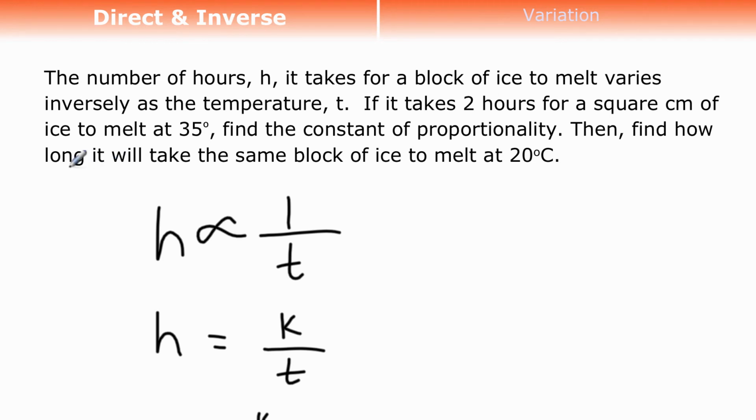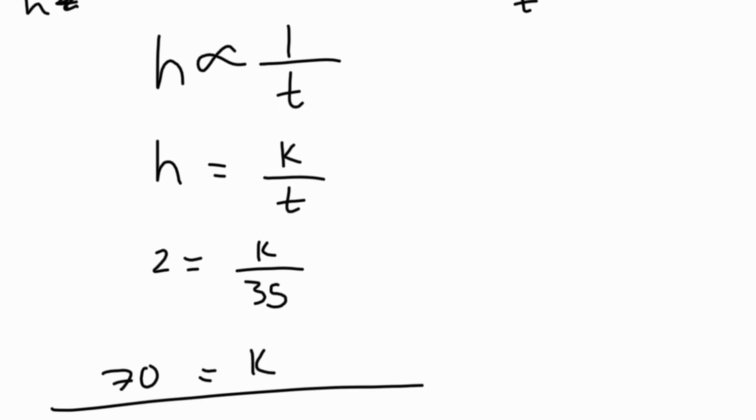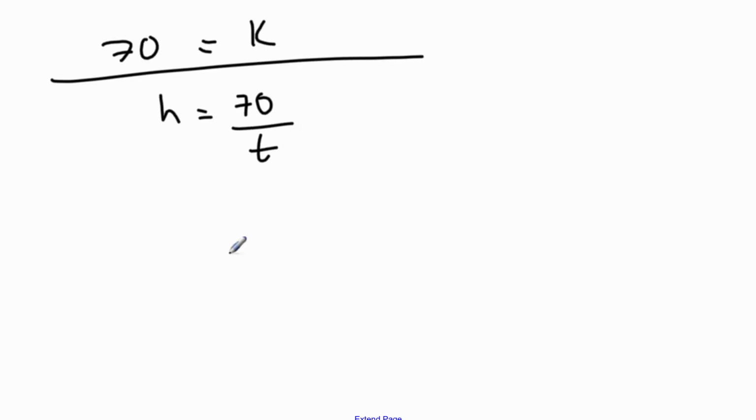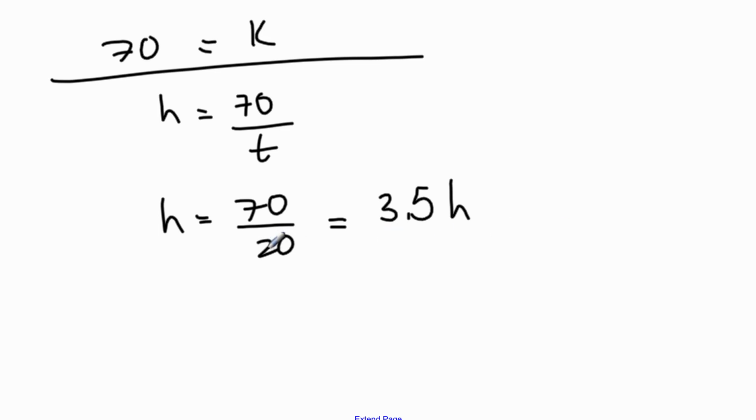Find how long it will take, so I'm looking for time, if the temperature is at 20. So that's how hot it is. Am I getting my H's and T's mixed up? Hours. What did I do there for hours? Oh, I was right. So how long, that would be hours. And here would be my temperature. So let me go back down. Temperature is 20. So here in my equation, temperature is 20. H is equal to 70 divided by 20. And when you divide those, you get, I think, 3.5. So it would take 3.5 hours if the temperature is 20.